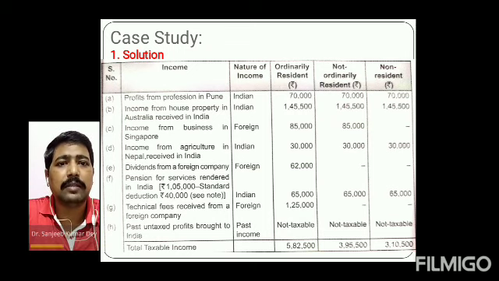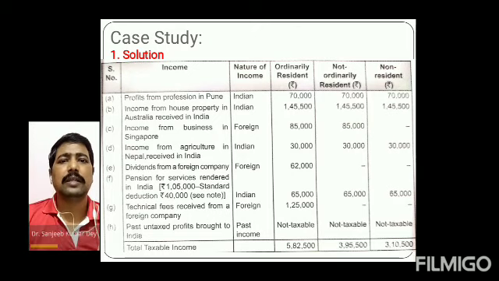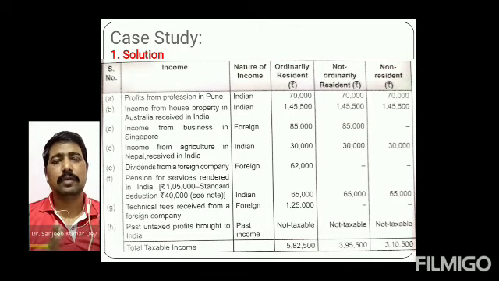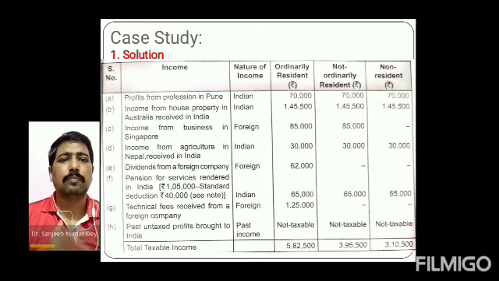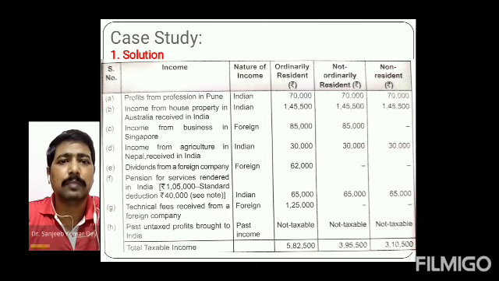Similarly, again there is a foreign income, that is dividend from a foreign company. It is a dividend income, not business and professional income, so it is only taxable in case of ordinary resident. No other will pay any tax. Similarly, pension 1,05,000. As we know, pension is taxable under the head salary, so 50,000 standard deduction is applicable. Here it is written as 40,000, actually it is 50,000 standard deduction. So 55,000 will be taxable in case of ordinary resident, not ordinary resident, and non-resident.